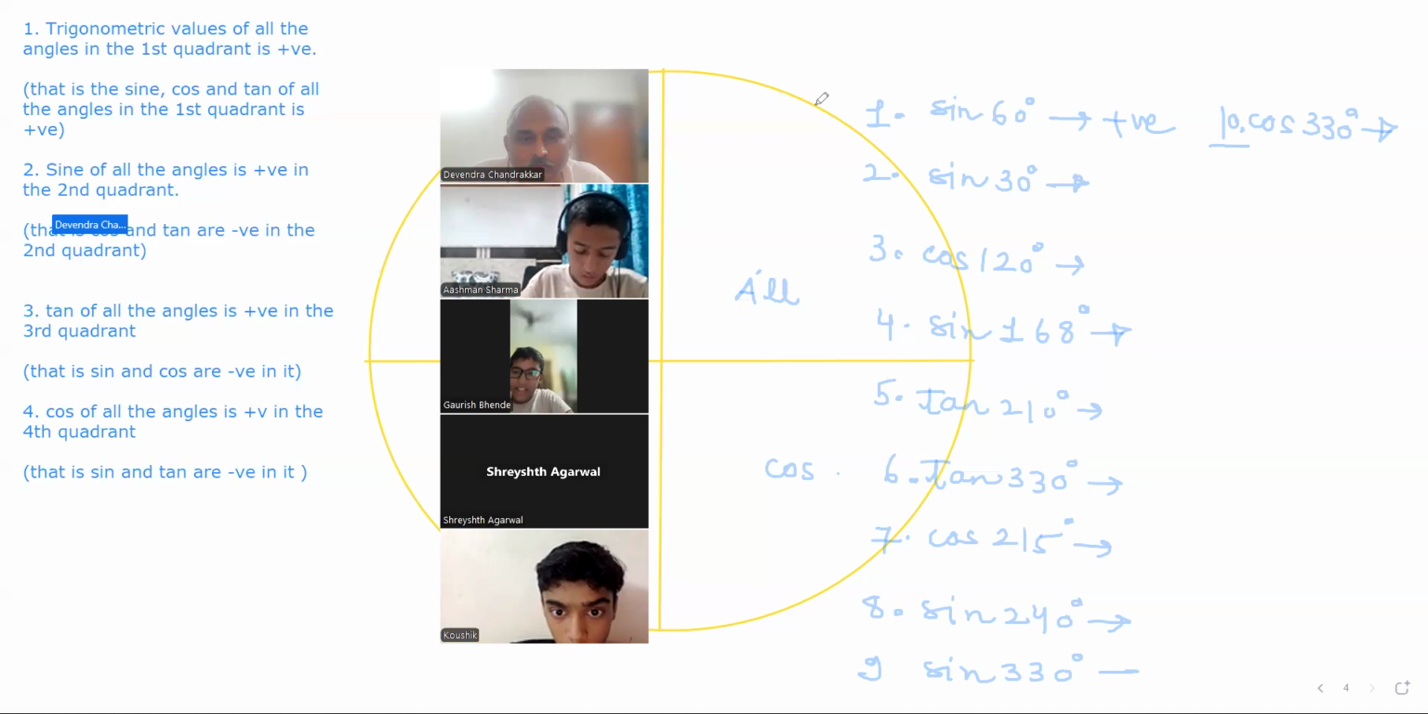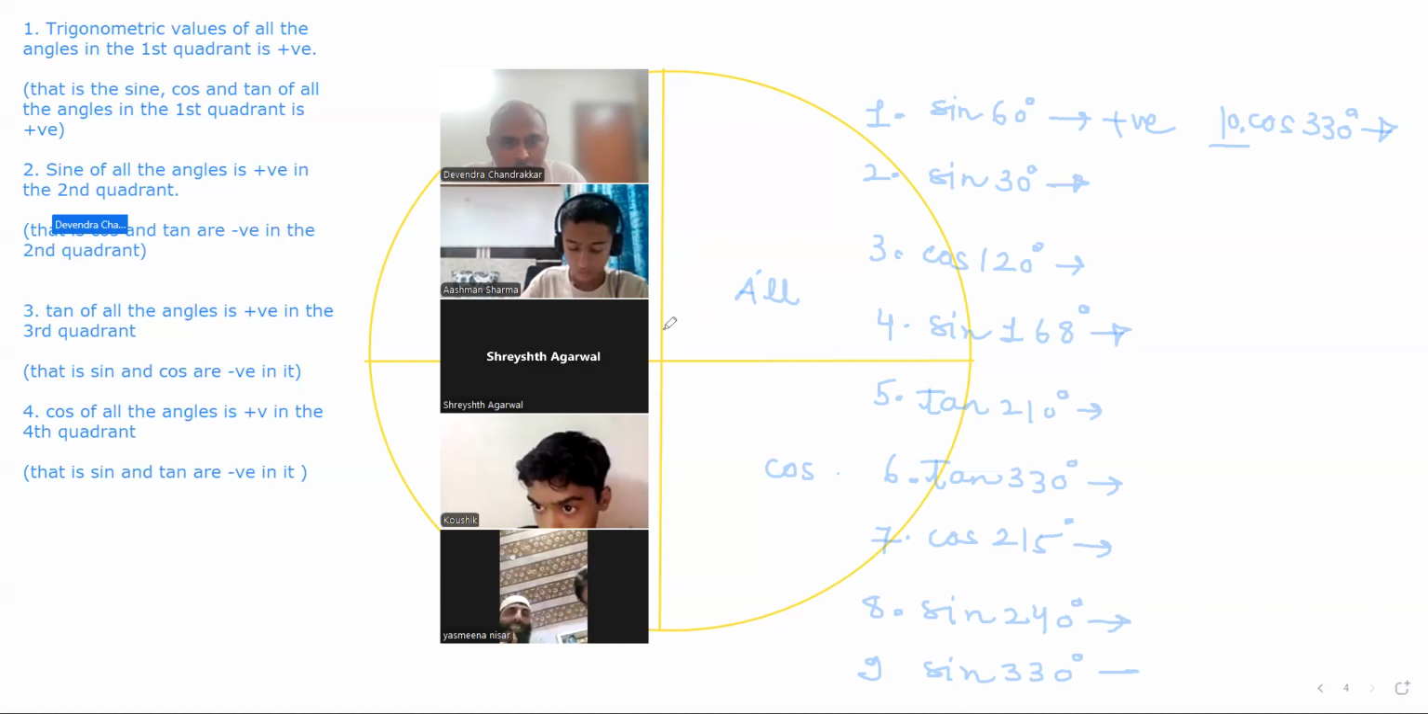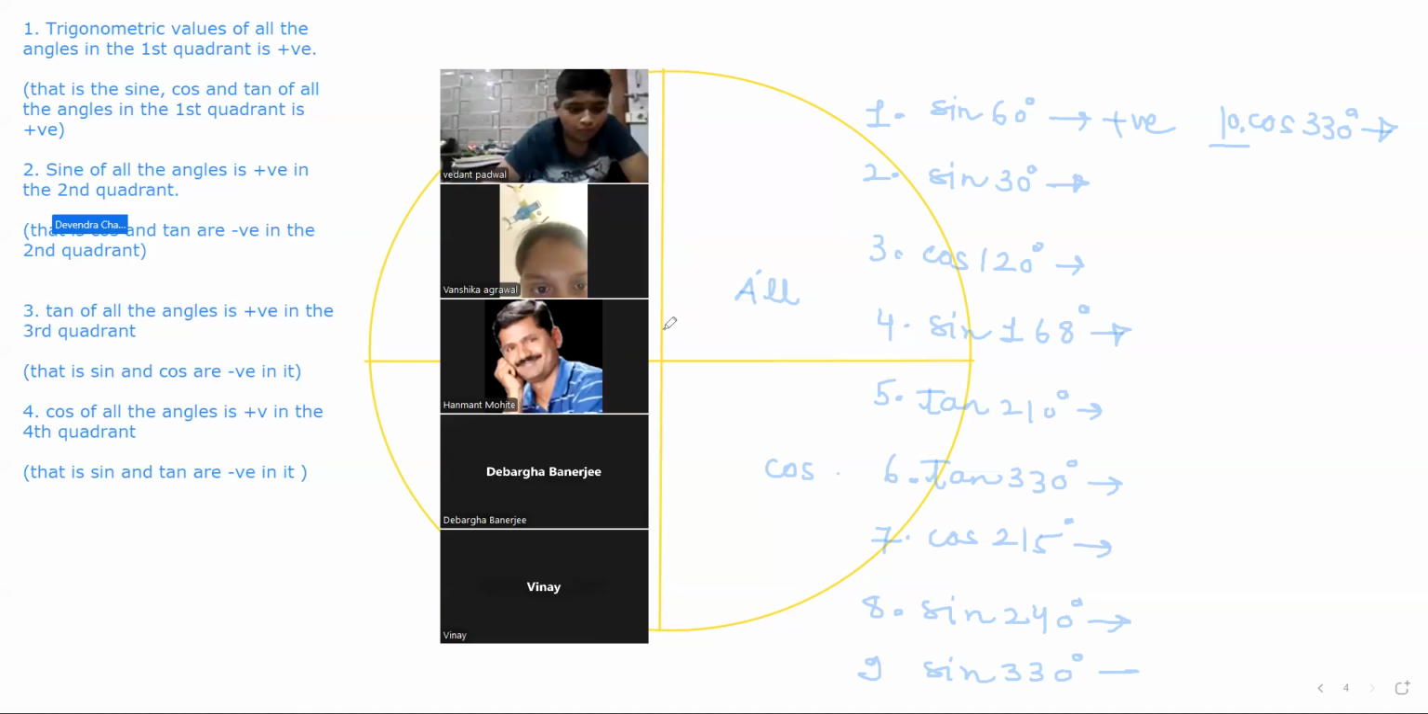Very good. So I have some answers. Ashman has given me the answers, so I'll just write the answers for all of you. Sine 30 degree is positive. Gaurish, you gave the answers. Any challenge you are facing? Hello, Gaurish. Kaushik, any doubts? No, sir.